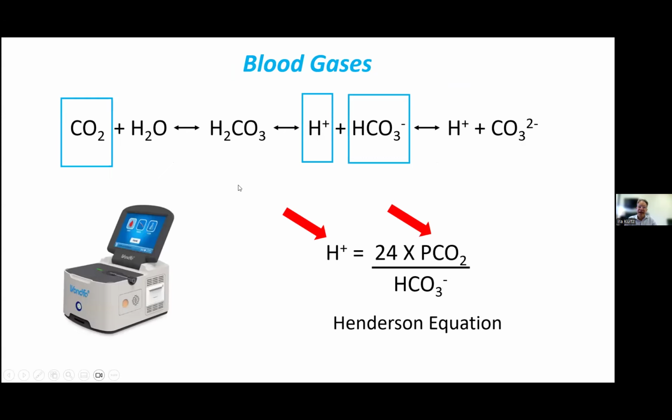So when we measure blood gases, we don't get the total CO2. The total CO2 comes back from our metabolic panel. What we get from the blood gases are two things that we measure, and then one of them is calculated. So the blood gas machine measures the hydrogen ion concentration, actually the negative log of that, and it measures the PCO2, and it calculates the bicarbonate.